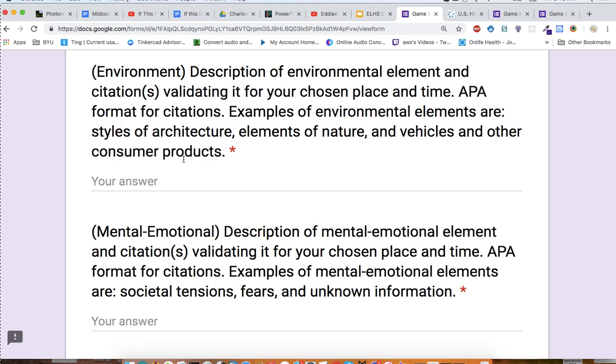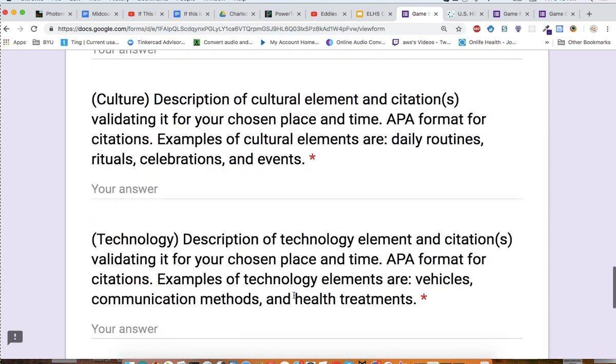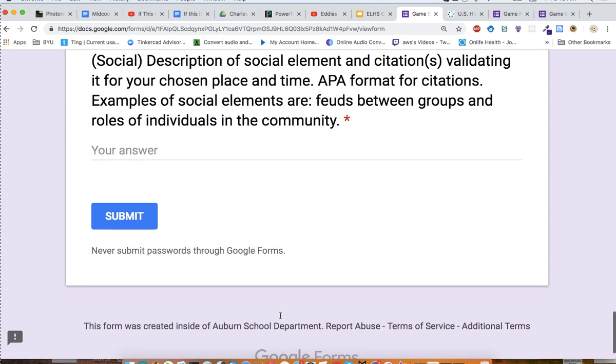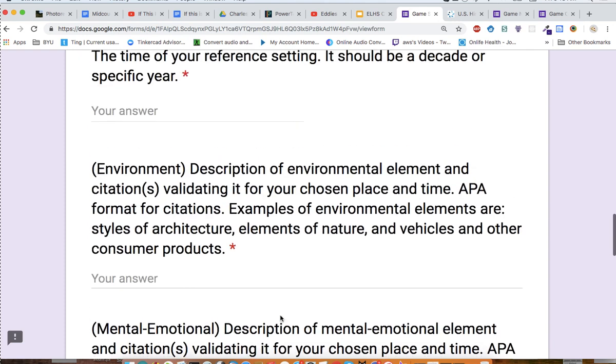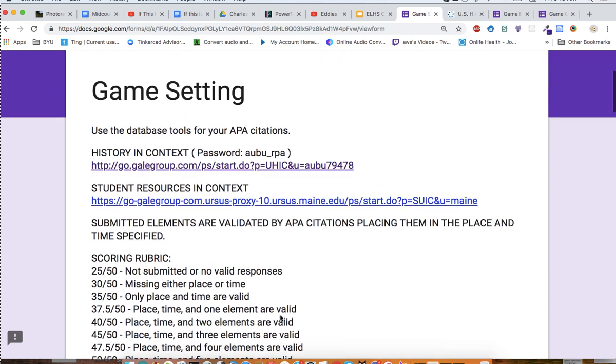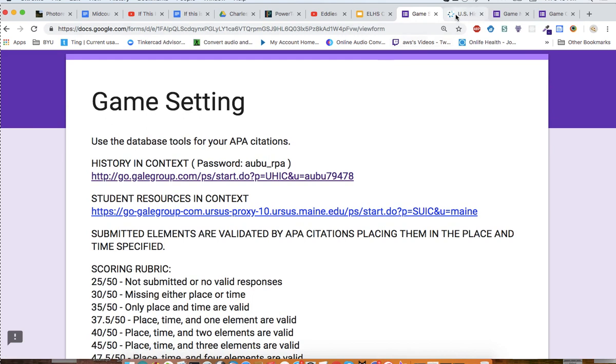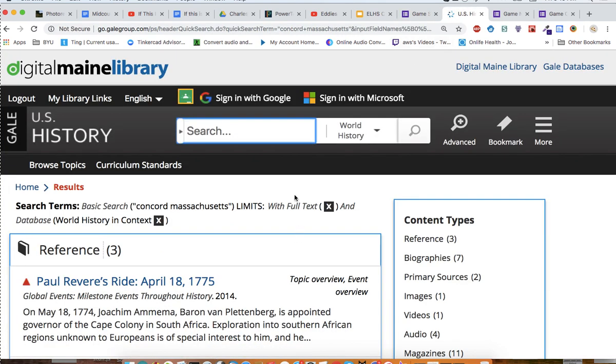An environment element that needs to be supported by one or more citations in the APA format, and likewise other elements including a mental emotional element, a culture element, a technology element, and a social element. Let's go ahead to this first link, and as we do, it brings us over here to the digital main library and to the US history, and you can change it between US history, world history, or both.